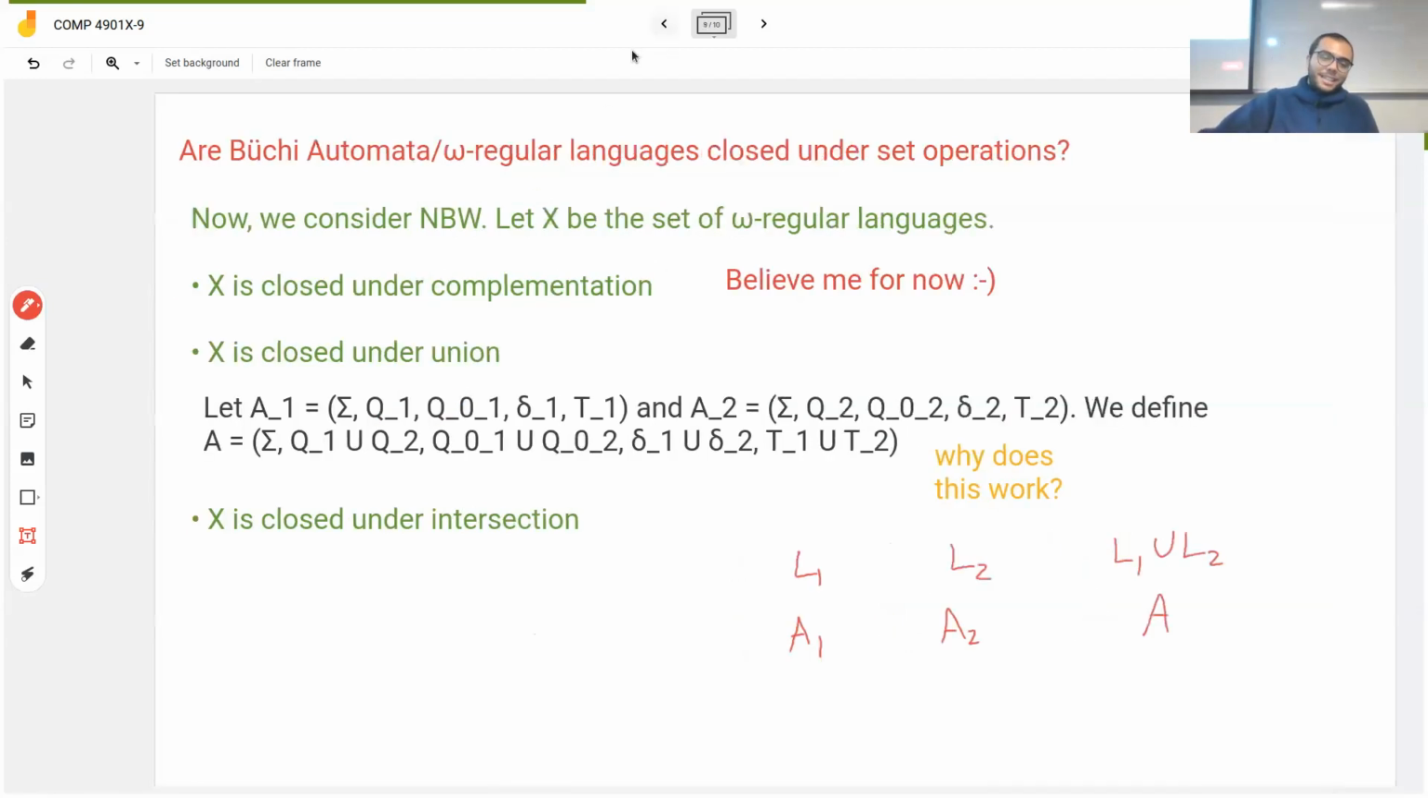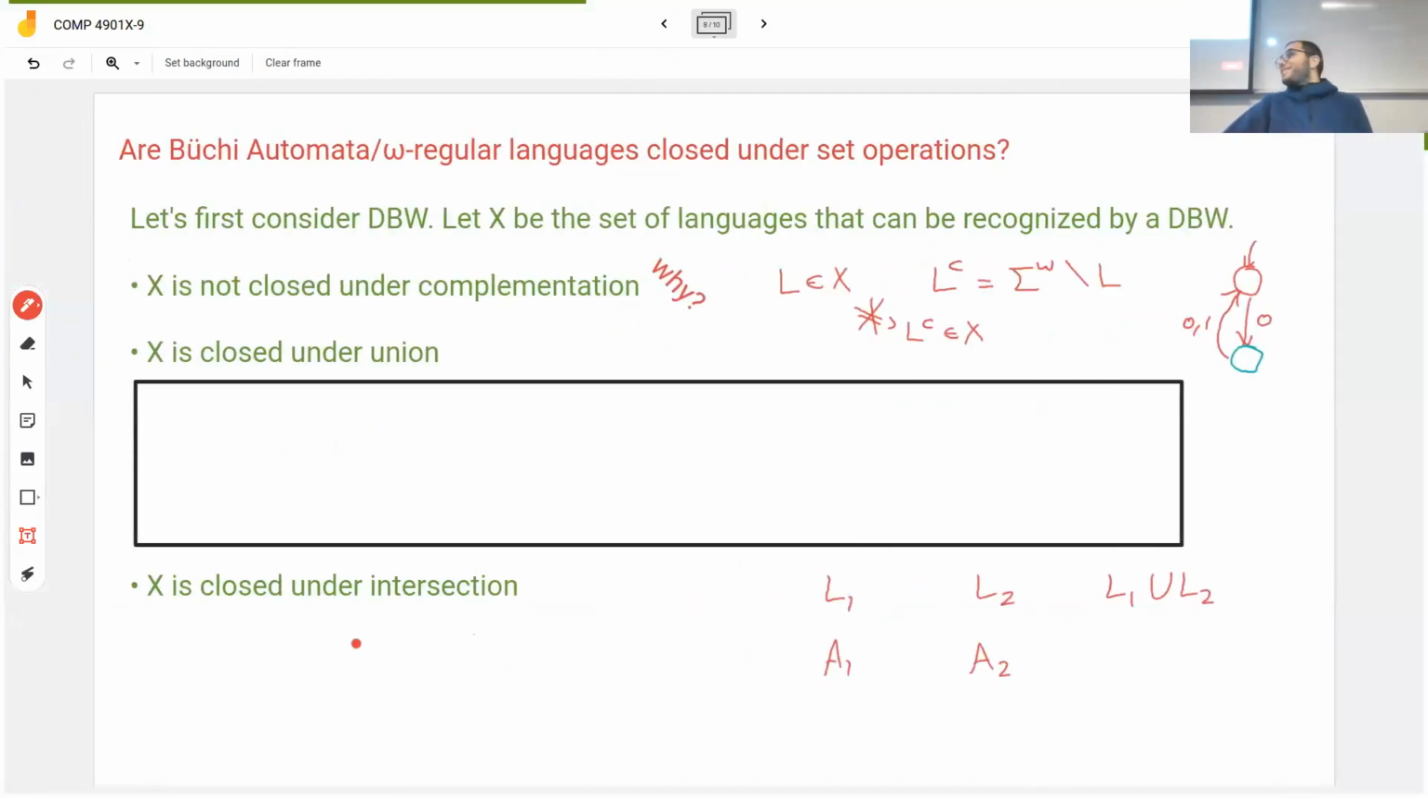But let's go back. What if you don't have non-determinism? So let's talk about deterministic Büchi automata. And again, I have a similar situation. I have A1 that accepts L1, A2 that accepts L2, and I want to create a new automaton A that accepts the union language. How would you do this?